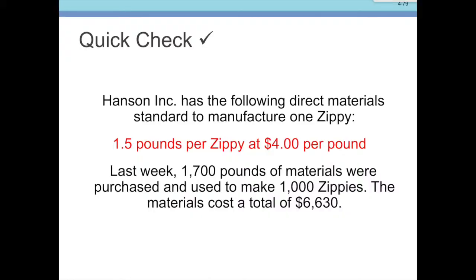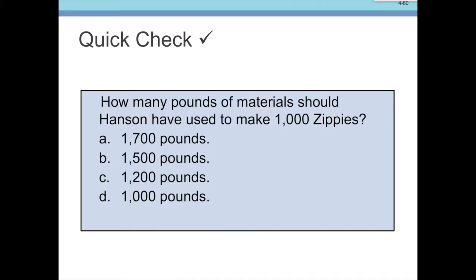How much actually was it for last month or last week? Last week they used 1,700 pounds of material. They were purchased and used to make 1,000 zippies, and the materials cost a total of $6,630. So there are some questions here. How many pounds of materials should Hansen have used to make 1,000 zippies? How many should they have used?